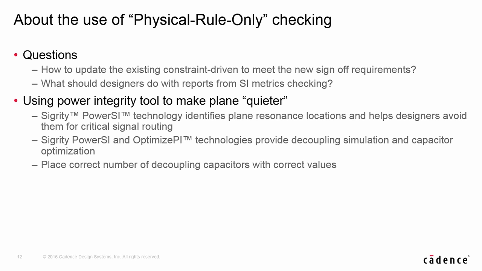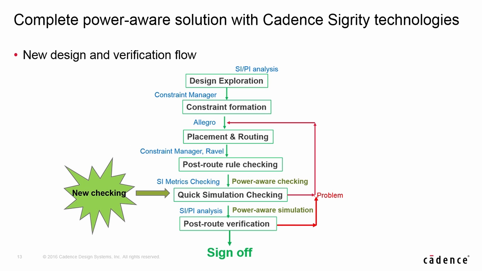The report of SI matrix sorts out the signals with bad performance so that designers can run detailed simulation with non-ideal power supply. Then examine existing decoupling capacitor placement and selection schemes to make the plane quiet. In other words, to make it close to ideal power. When that is reached, the constraint-driven flow becomes complete and sign-off is achieved. Here is the new design and verification flow with power-aware capability.